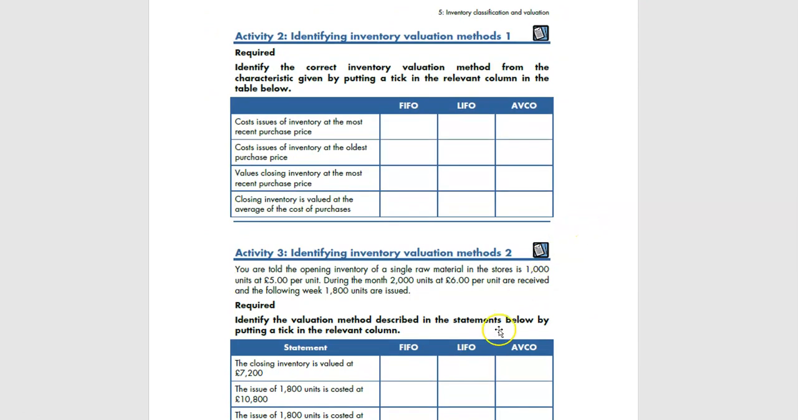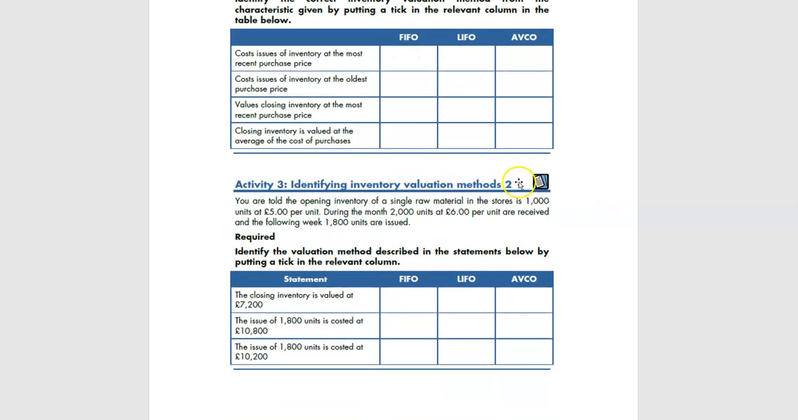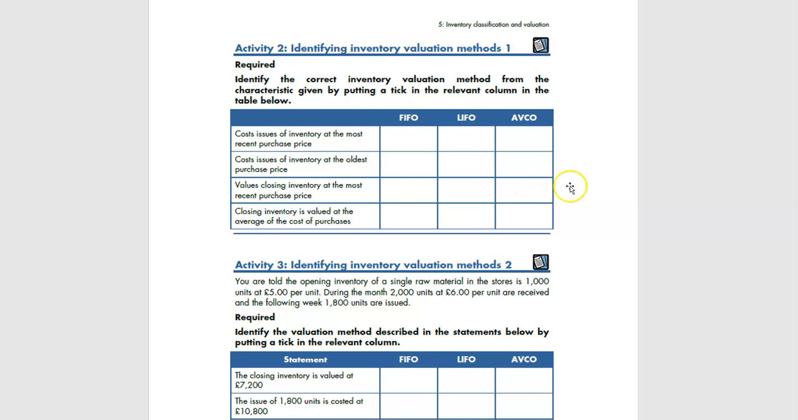So we have, it says, identify inventory valuation method. Requirement: identify the correct inventory valuation method from the characteristics given by putting a tick in the relevant column in the table below. So we have a FIFO, we have a LIFO, and we have AVCO. So we need to tell which method we use under this definition. So what definition is the right one?